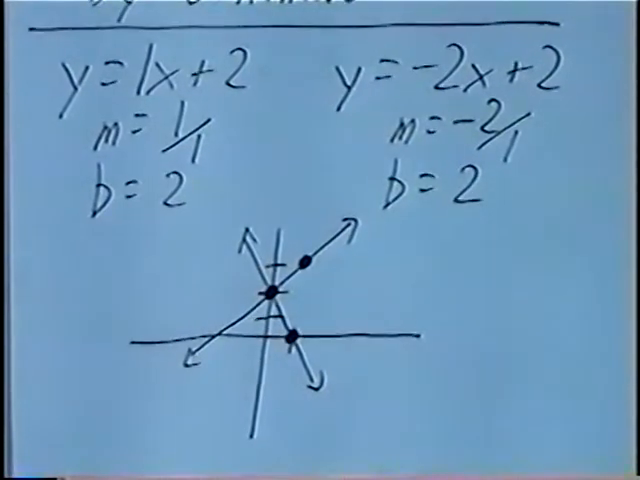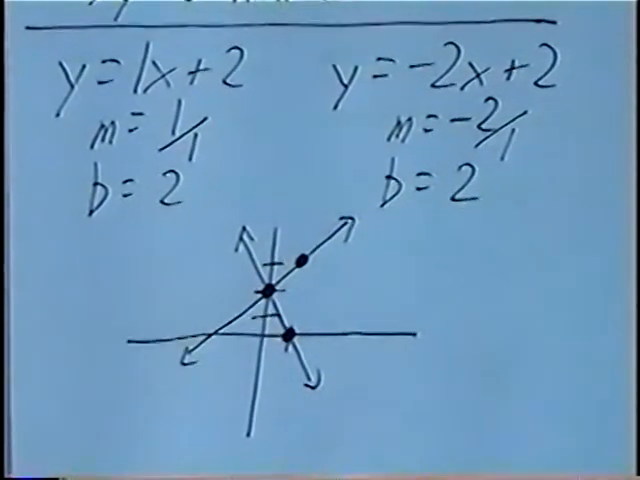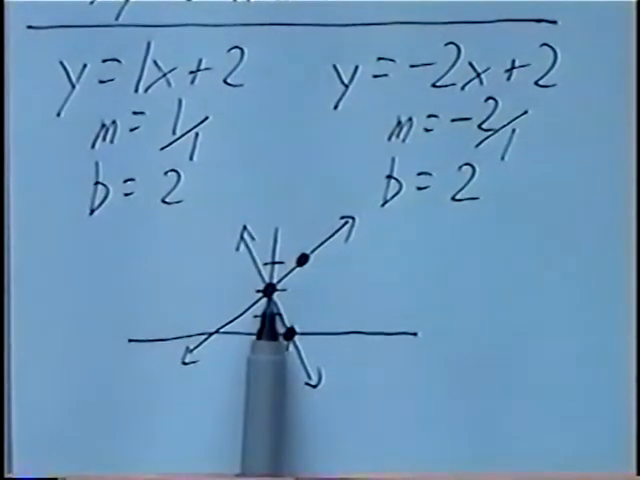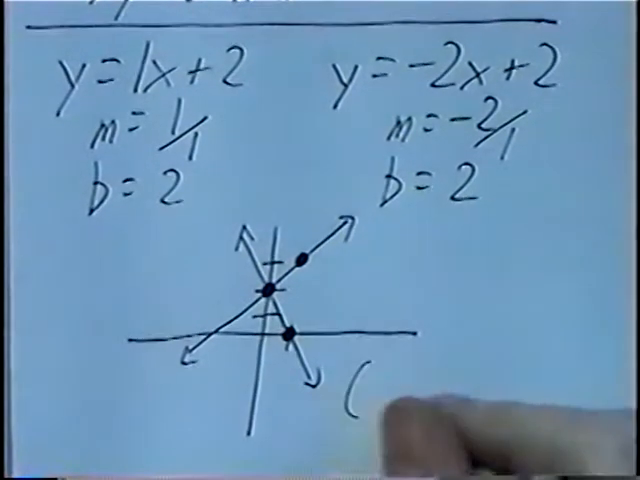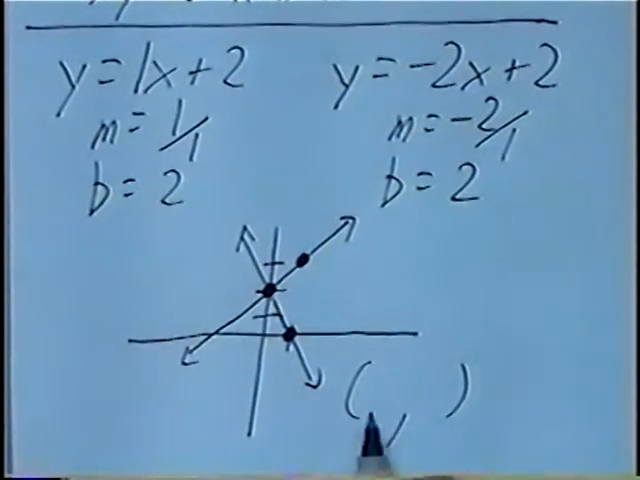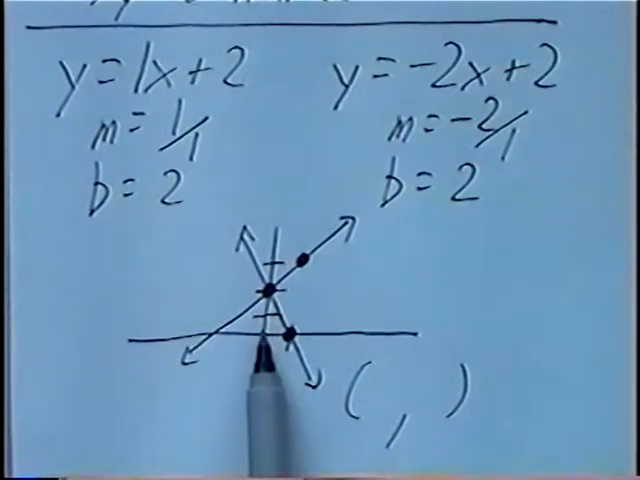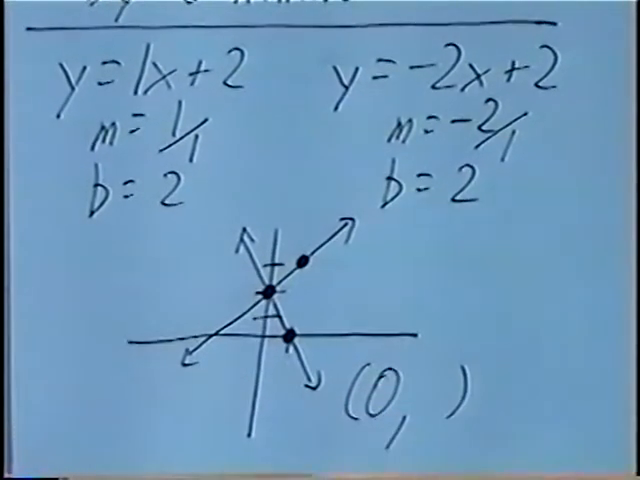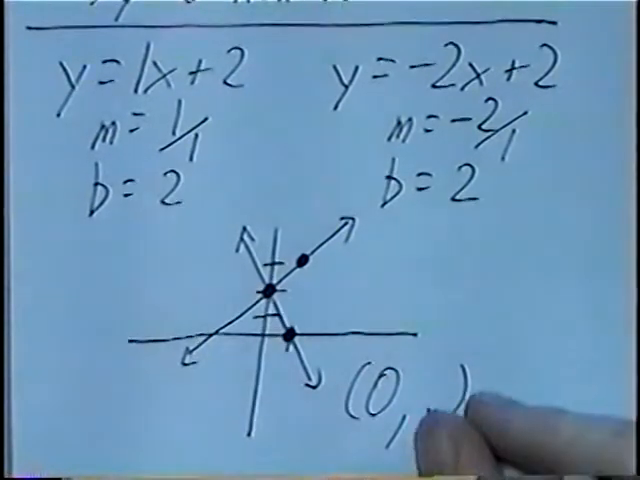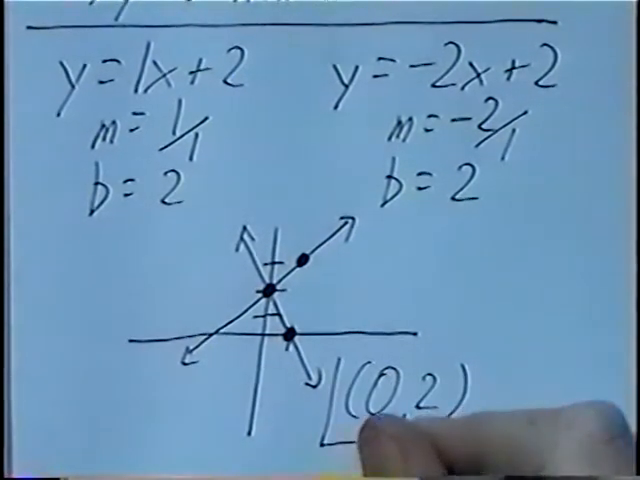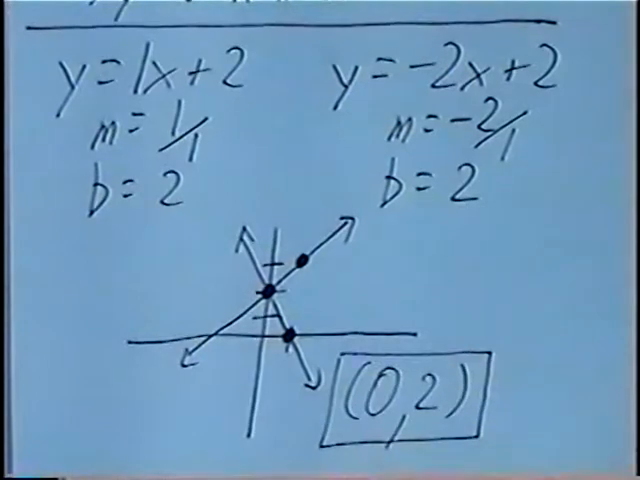To solve this problem, the solution is the point where the two graphs cross, which is at the y-intercept. The solution we can write as an xy point. The x value of this point, since it's in the middle, would be 0, and the y value is 2 spots up. So our solution to this graph is (0, 2).